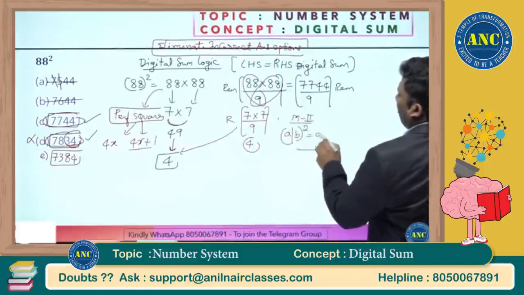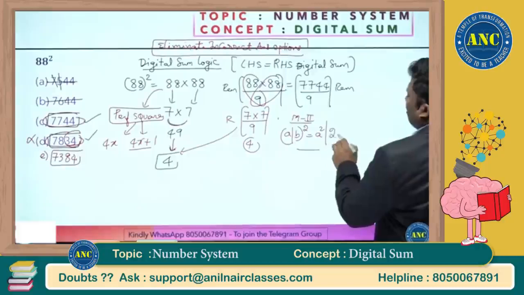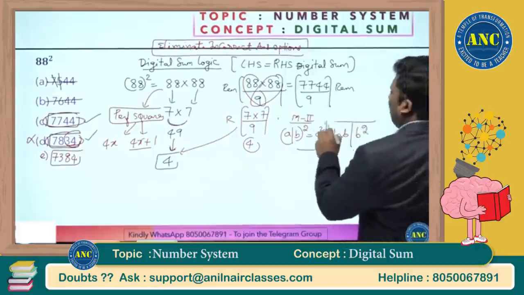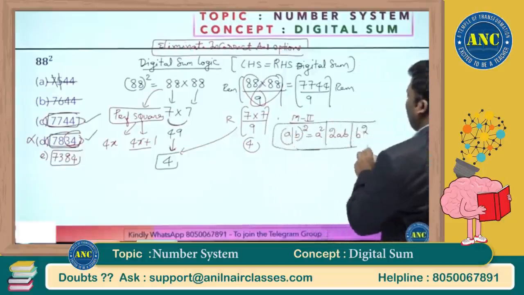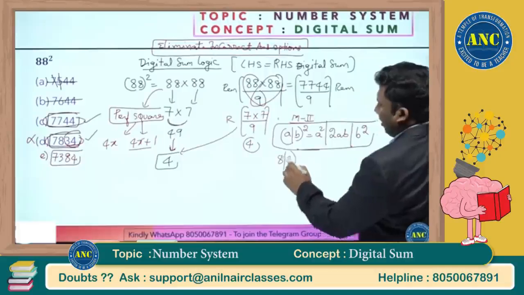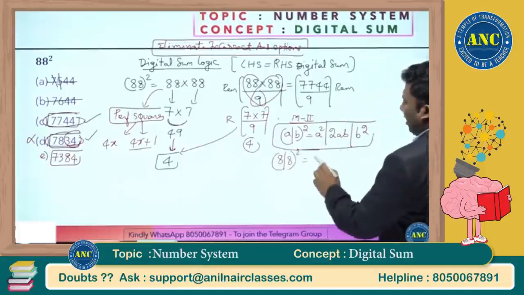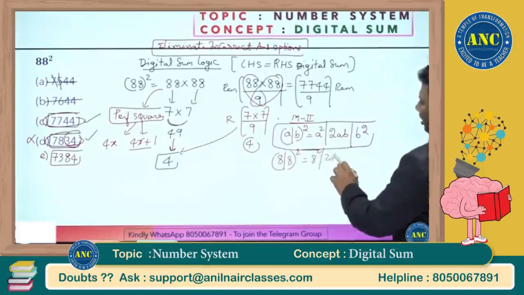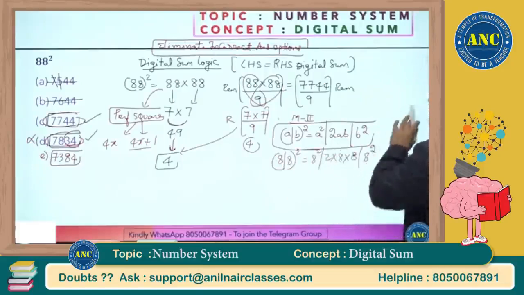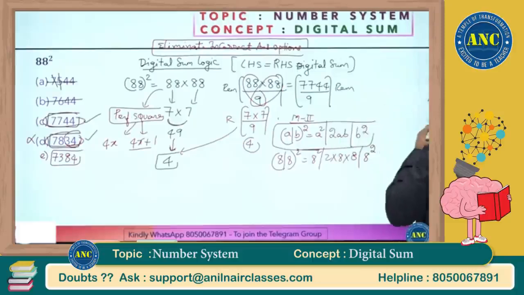Use (a plus b) whole square. It is defined as a square plus 2ab plus b square. 88 square. Listen carefully, only the last two digits, pay attention. A square, next is 2ab, and next is b square.